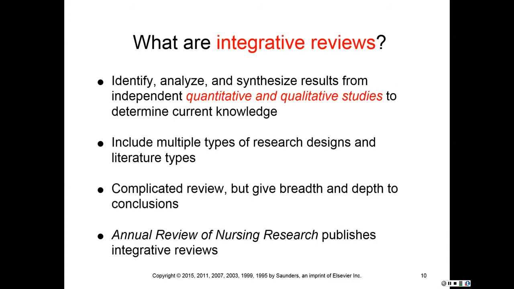So what are integrative reviews? They identify, analyze, and synthesize results from independent quantitative and qualitative studies to determine current knowledge. They include multiple levels of research designs and literature types. It's a complicated review, but it gives breadth and depth to conclusions. You would want to look at the journal Annual Review of Nursing Research. This does publish integrative reviews.